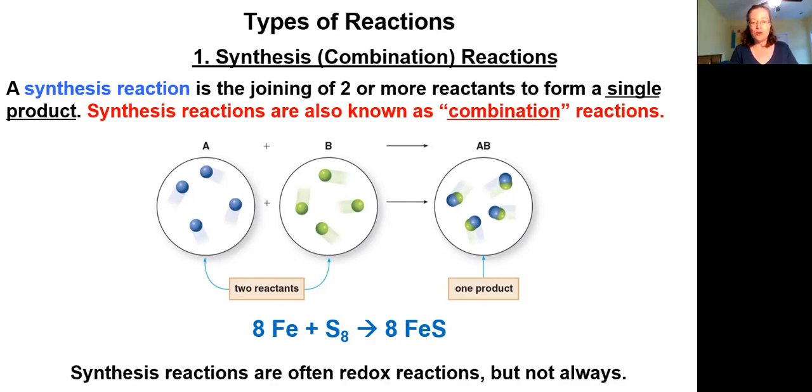Do you see how synthesis reactions could be redox reactions, but not always? Is this one a redox reaction that we have here between iron and sulfur? Sure, I have just the element iron, so that would make it redox. We also have just the element sulfur. We have two elements by themselves, so this is a redox reaction. In fact, later we'll see that the iron atoms are oxidized and the sulfur atoms are being reduced.